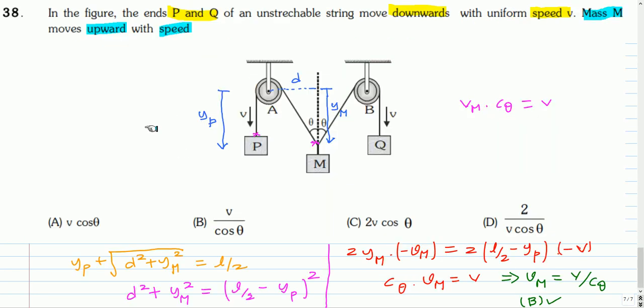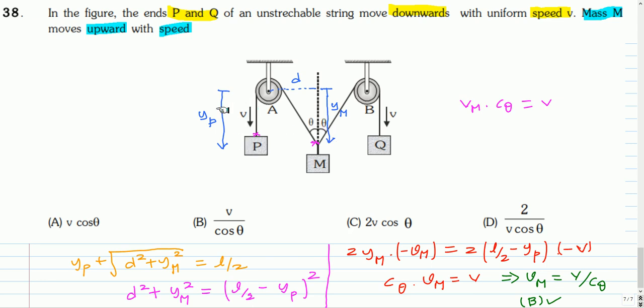This is the next question. In the figure, the ends P and Q of an unstretchable string move downwards with uniform speed v. Mass m moves upward with some speed. We have to find that out. So when these two ends P and Q are being pulled with uniform speed v, this mass m will move upward. So we have to find the velocity with which it moves upward.